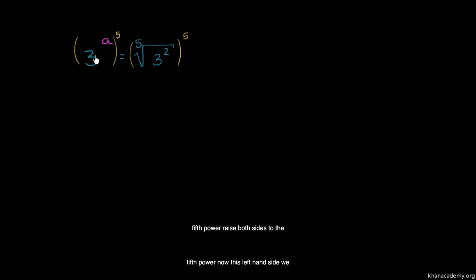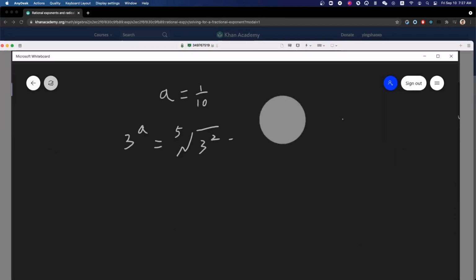Now this left-hand side, we just have to remember a little bit of our exponent properties. 3 to the a to the 5th power. If we want to remind ourselves where that comes from, that's the same thing as 3 to the a times 3 to the a times 3 to the a times 3 to the a. Alright, now I got it.